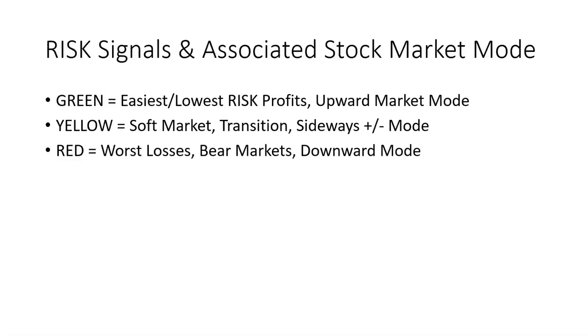When the signal is green, this is when you're going to have your easiest, lowest risk profits. And this is when the market is generally in an upward market mode. When the signal is yellow, this is when we have a soft market and the market is generally sideways to slightly up or down. And what you're going to find is when the market mode or risk signal, you can refer to it either way, is red, the worst losses, including bear markets, are going to happen in a red signal environment. So when the signal is red, the market is generally in a downward mode.